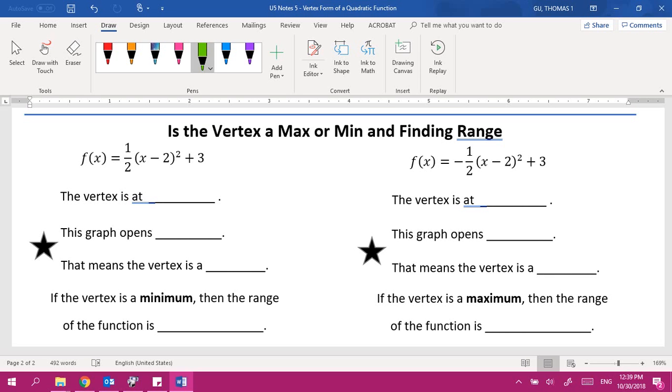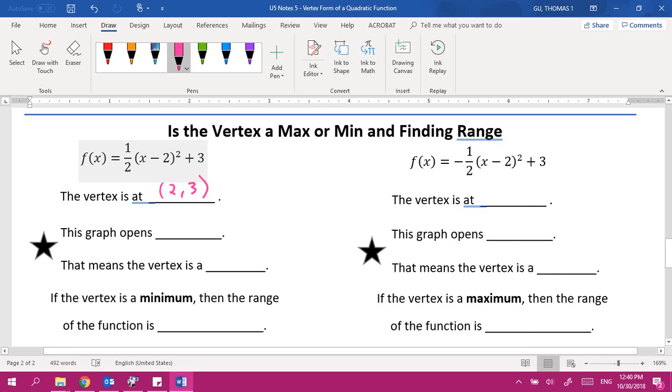Okay, so looking at this first equation, f of x equals 1/2 times x minus 2 quantity squared plus 3. Where's the vertex on that? 2, 3. 2, 3, that's right. Now, does the graph open up or does it open down? Up. It does open up, that's right. How do you know it opens up? There's no negative in front of the parentheses. Right, there's no negative sign outside of the parentheses. If there was a negative in front of the 1/2, then it would open down, but it opens up.